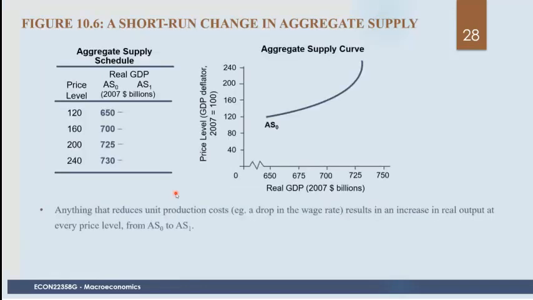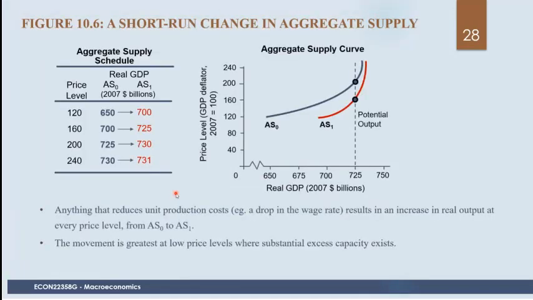So this is just showing an example of the short-run aggregate supply curve shifting to the right. So what could cause that? Well, anything that could cause changes in the cost of production, any of the input prices, like a fall in wages. Okay, so of course, if you look at the diagram, the movement is going to be greatest at lower price levels where substantial excess capacity exists, and then it won't be as much when we get up here.